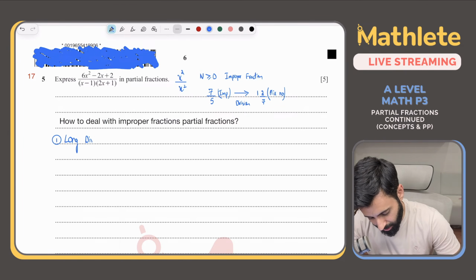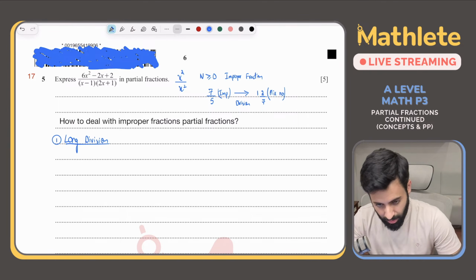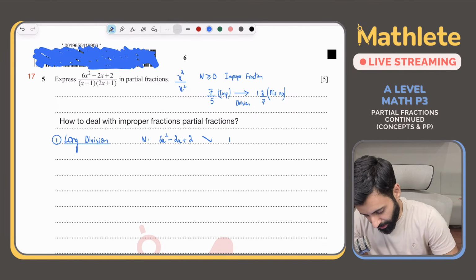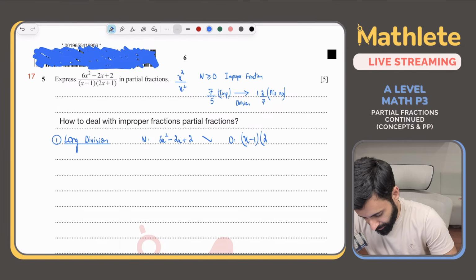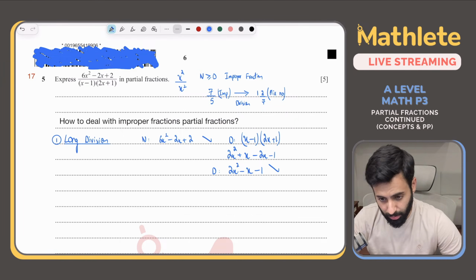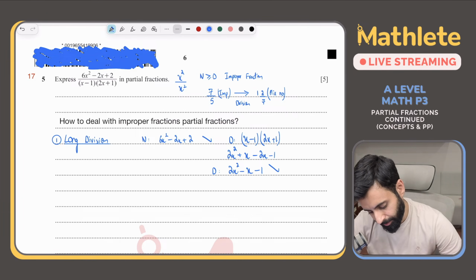But we have to make preparations for long division. We can't just go ahead and start. We'll let the numerator be as it is, 6x squared minus 2x plus 2. There's nothing wrong with the numerator. But the denominator needs to be expanded and simplified. This will give us 2x squared plus x minus 2x minus 1, which means we get 2x squared minus x minus 1. Now the denominator is also good to go, which means we can now start the long division.